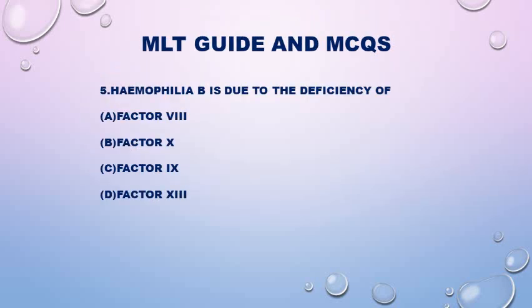5. Hemophilia B is due to the deficiency of options A. Factor 8, B. Factor 10, C. Factor 9, and D. Factor 13. The answer is option C. Factor 9.